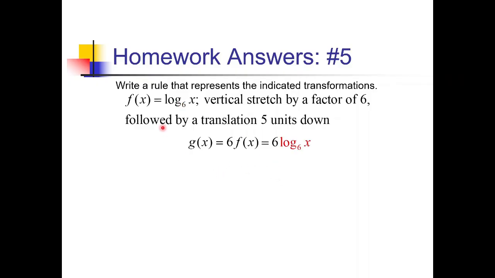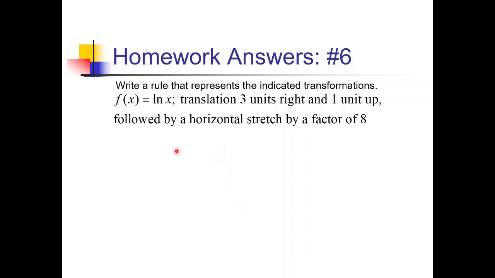Next up, let me create an h function to handle this translation. So we're going to have h of x equals g of x minus 5. So that's going to be 6 log base 6 of x minus 5. And this is our final transformed function.